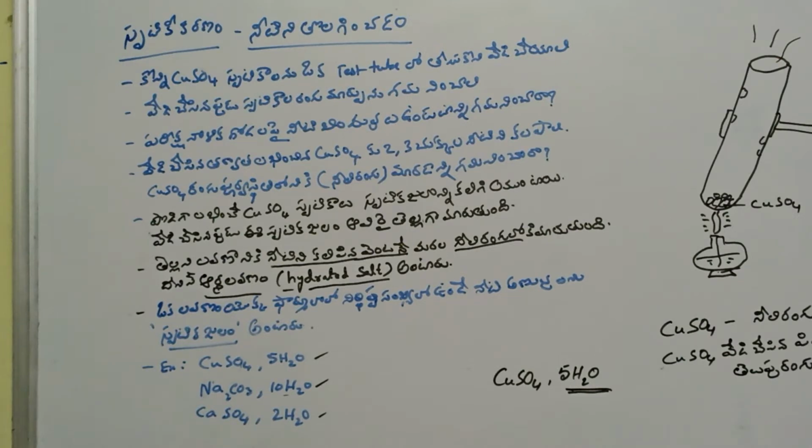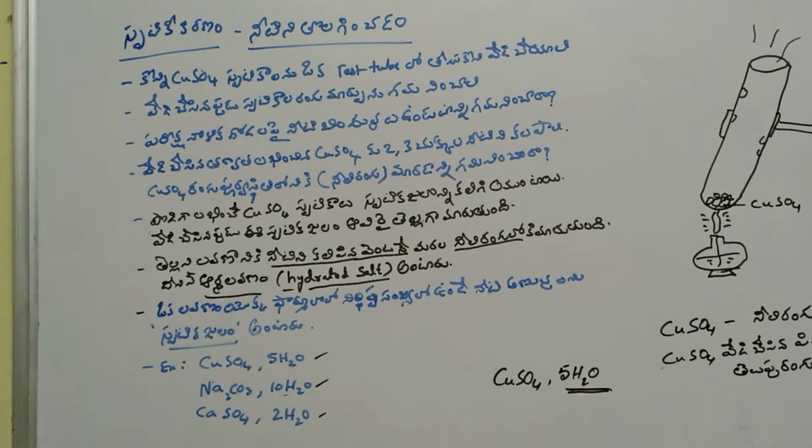If we add 2 or 3 drops of water to that white copper sulfate powder, then automatically the color of the copper sulfate changes back to its original color, that is blue. Copper sulfate crystals, which seem to be dry, contain water of crystallization.